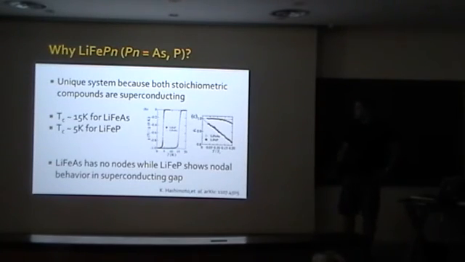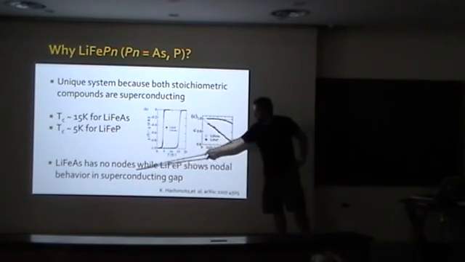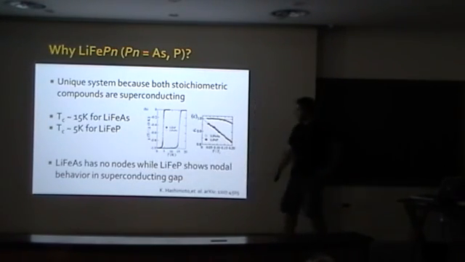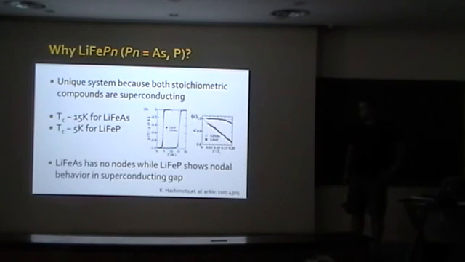And in addition to that, of the end members on each side, lithium iron arsenide shows no nodes on the superconducting gap, while lithium iron phosphide shows nodes on the superconducting gap. So the main features that would be interesting for probing theories are basically common in those materials.